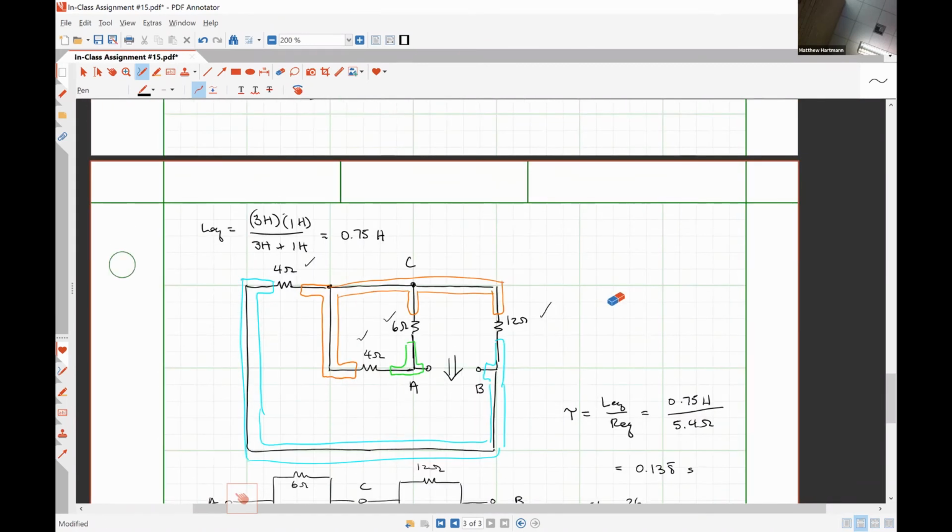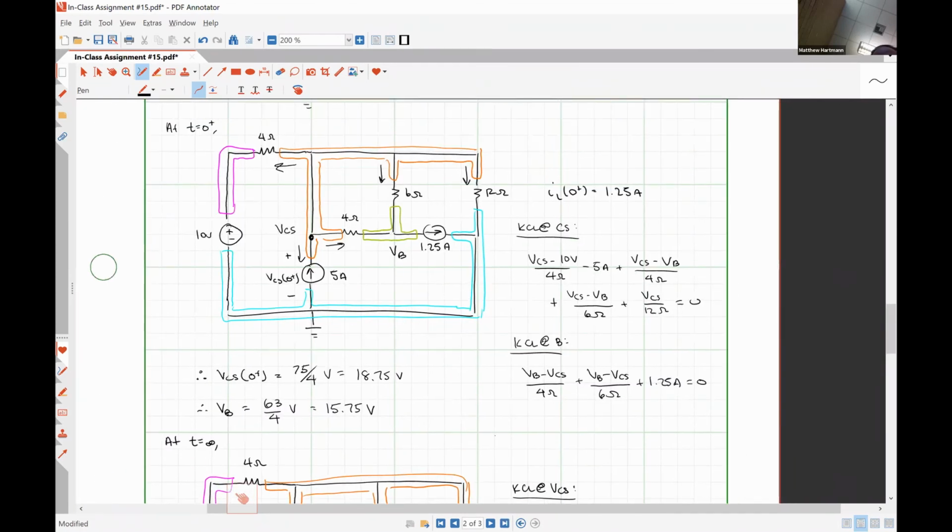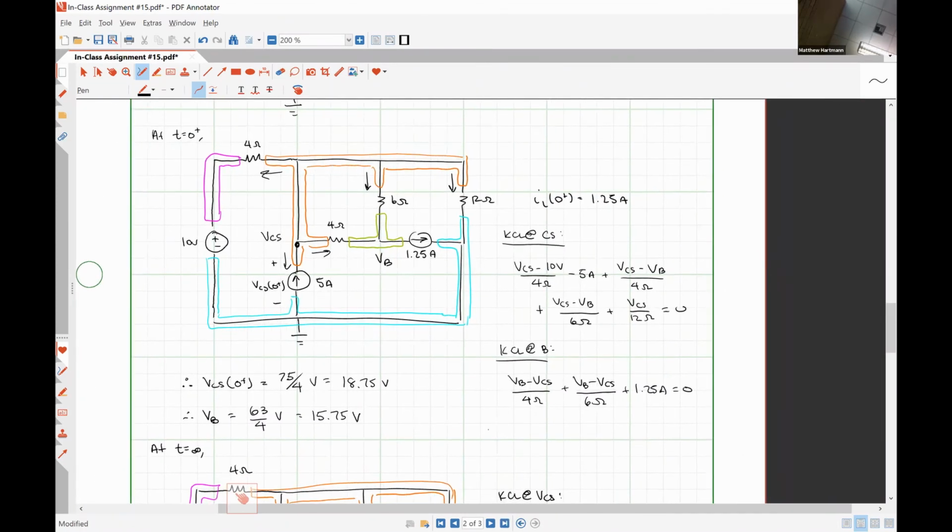Or, and it's looking very likely, I made a boneheaded mistake and put the current instead of the voltage value in. So let's just double check things just to make sure everything is on the up and up here. This is in-class assignment 15.